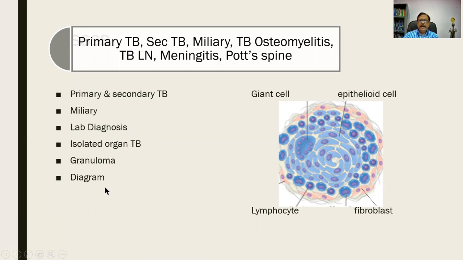Granuloma and the diagram. So this is one picture that I would like you people to always bear in mind, because this can be drawn for any of these. If for any of these questions, this is a diagram. So it gives primary tuberculosis, secondary tuberculosis, miliary tuberculosis, tuberculous osteomyelitis, TB lymph node, meningitis, and caught spine.